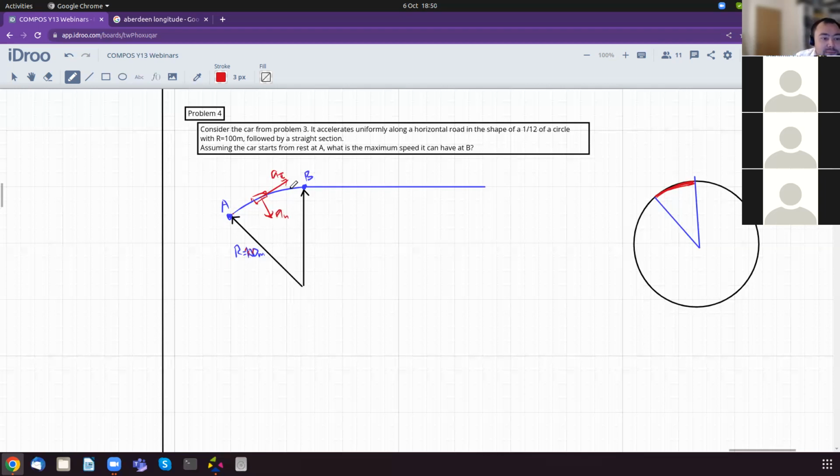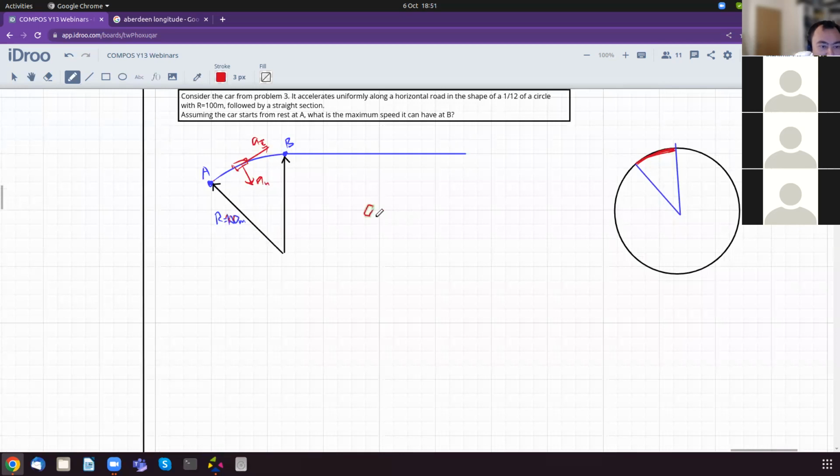Going from A to B, we can use SUVAT for tangential acceleration. So A tangential is change in V divided by change in time. Not the best formula to use. Let's use a different one. So let's use V squared equals U squared plus 2AS. That makes more sense. And then U is zero because it starts from rest. So V squared is equal to, and that's the speed at B, the final speed, this is V. V squared is equal to 2AS.